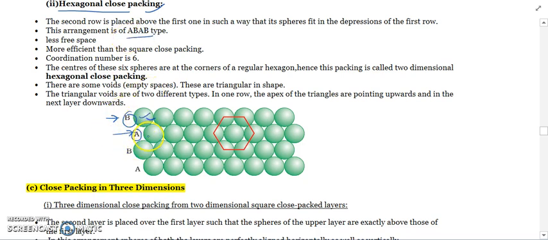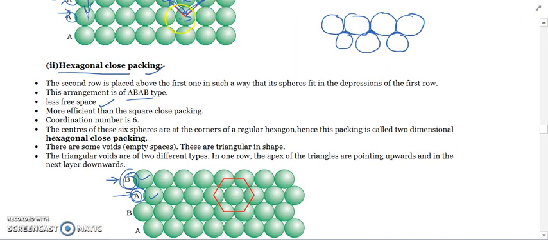When both rows are the same, then it is called AA type. But in this type, the first row and second row are differently aligned. Therefore, it is called AB type. There is less free space. Why is there less free space? Because there is more gap, more empty space in square close packing, but in hexagonal close packing there is less gap or less empty space. Therefore, its efficiency is also high. In hexagonal close packing, efficiency is high.